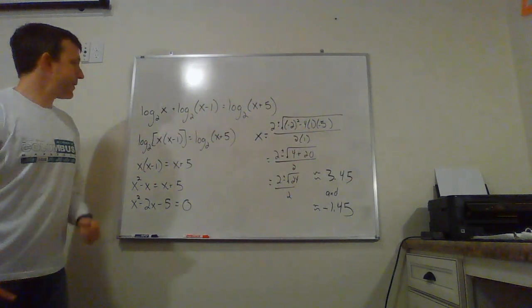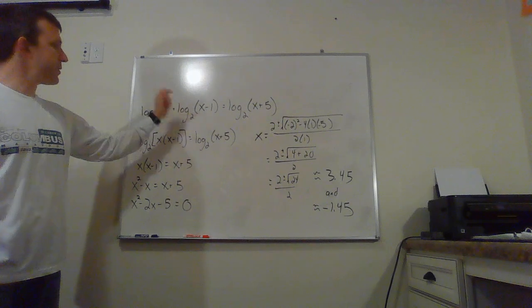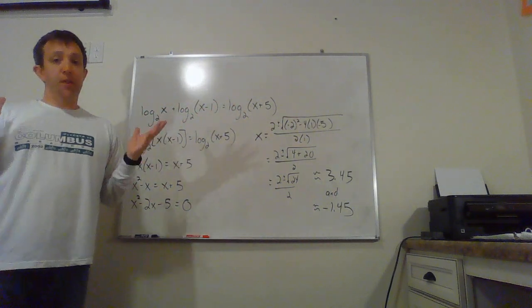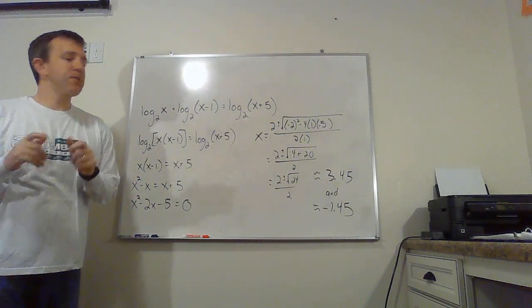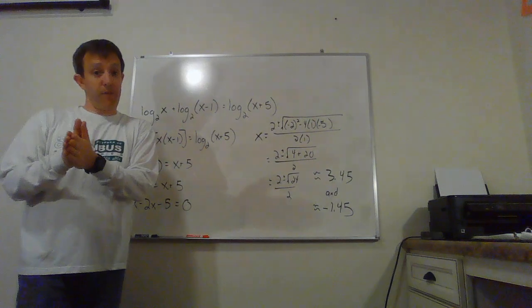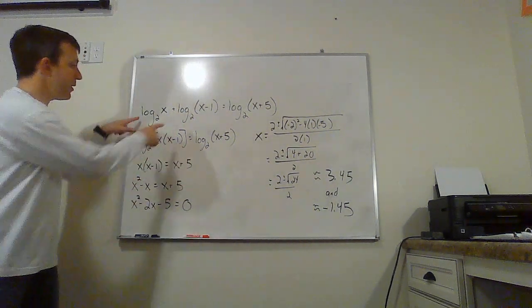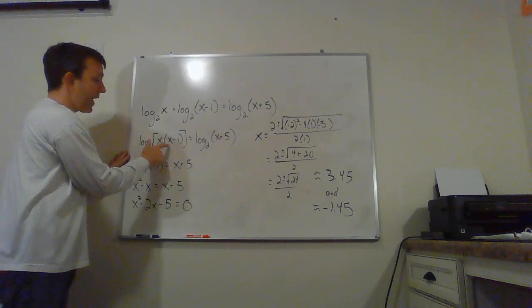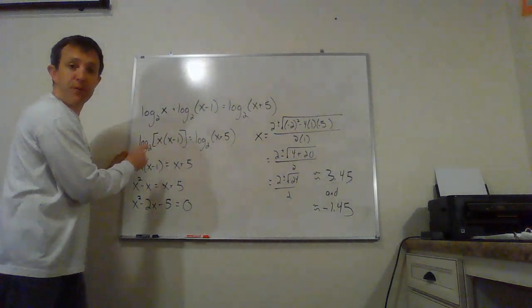Okay, so my last example, log 2 of x plus log 2 of x minus 1 is equal to log 2 of x plus 5. 3 logs. So this is why we did that last section. We need to put some of these logarithms back together. I'm going to put these two back together. They're separated by addition, so when I put them back together, I have to be careful. It needs to be multiplication here.